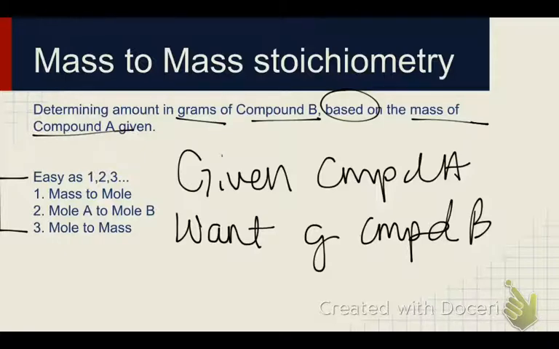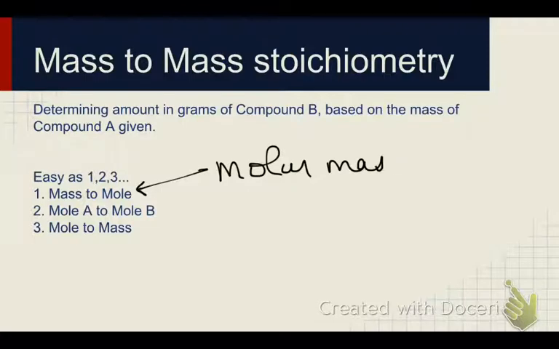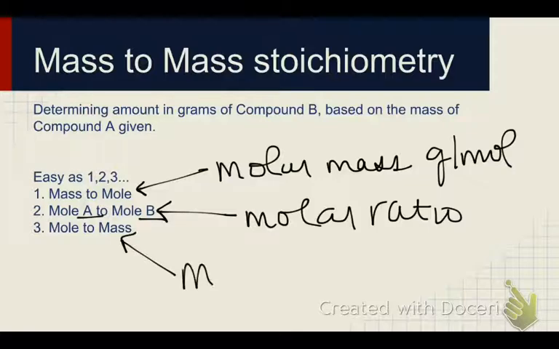Now, if you can remember these quick and easy steps, then you should be ready to go. What you just need to remember, though, is that if I'm going to go from mass to mole, what conversion factor am I going to use? Very good. Molar mass. This is grams per mole. And if I'm going to go from mole A to mole B, very good, molar ratio. That's going to be dependent on what your compound A is and what your compound B is. And then lastly, molar mass again.